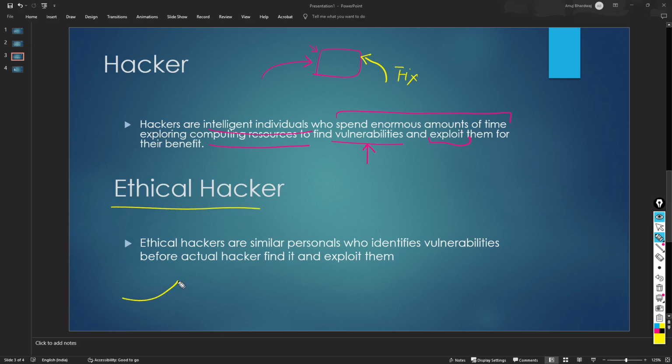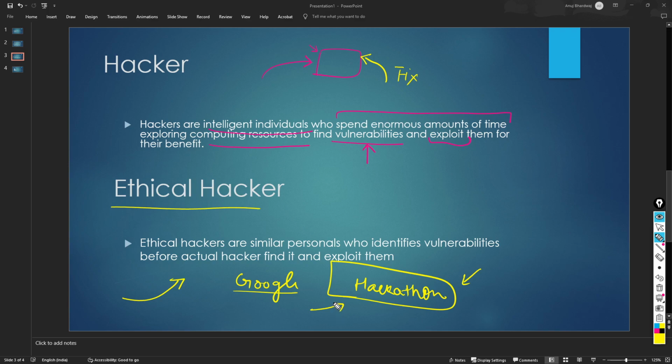They are good people. For example, Google keeps organizing hackathons, where they say, okay, please come and hack my systems. They have given you permission, and now you try to hack it. Different persons participate in that, and they try to find the vulnerabilities in their systems. Once you find one, obviously next time Google will fix it.